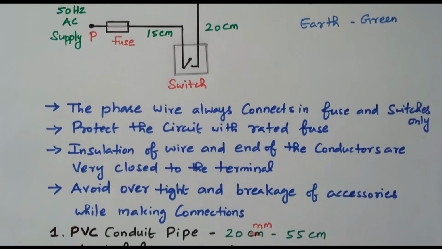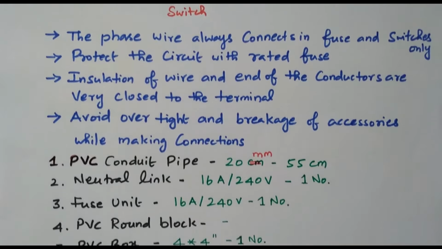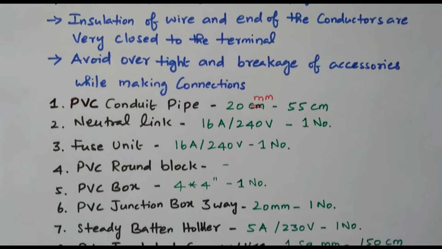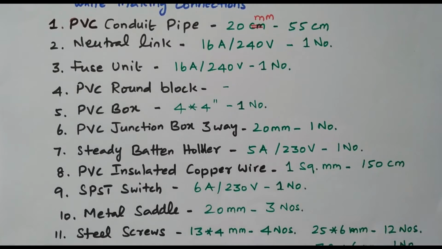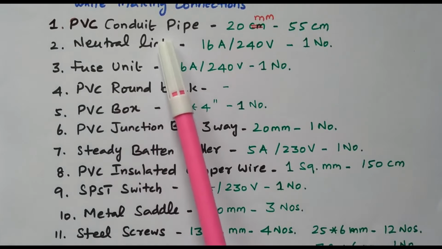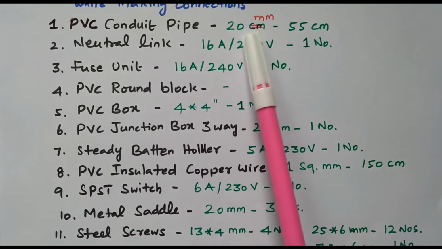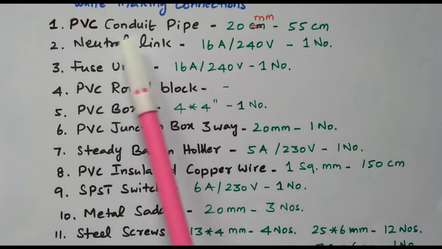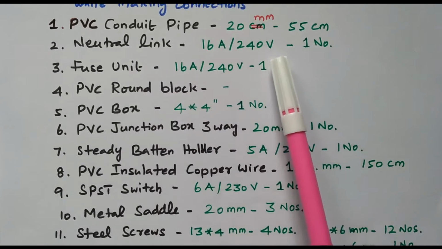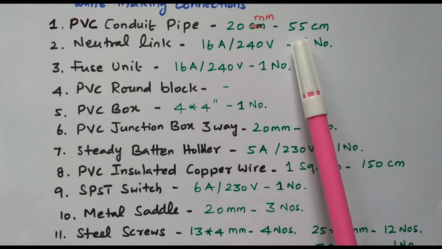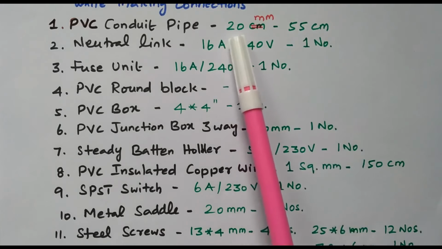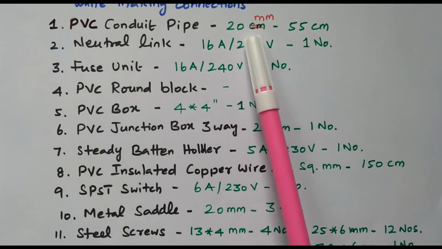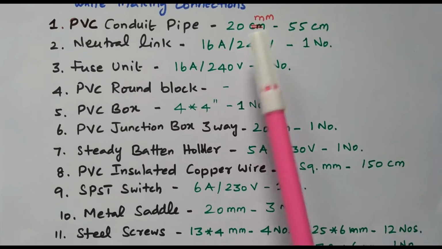Now we'll see what requirements are needed while doing this wiring. One bulb is controlled by one switch. The PVC conduit pipe, we already discussed, 20 millimeter diameter PVC pipe is required, 55 centimeter. We already decided 40 plus 15, it is 55 centimeters required. The diameter of the pipe is 20 millimeter because we are going to run only one bulb and one switch. So the 20 mm pipe is enough.